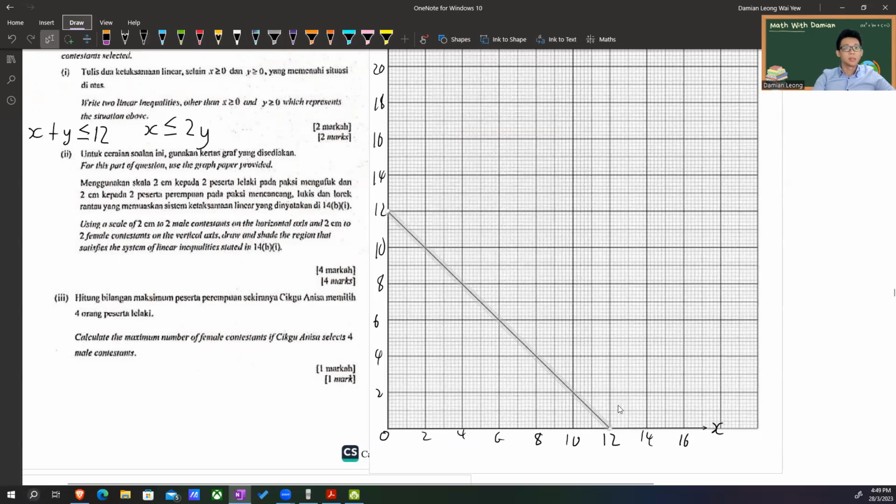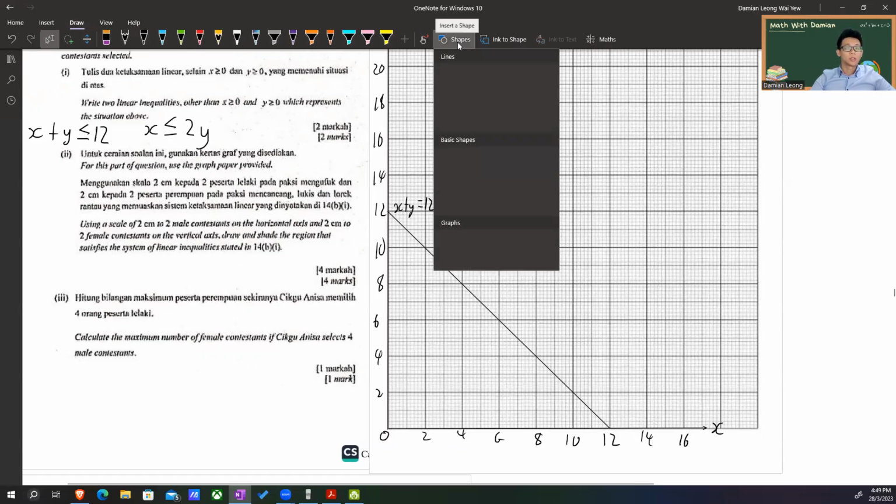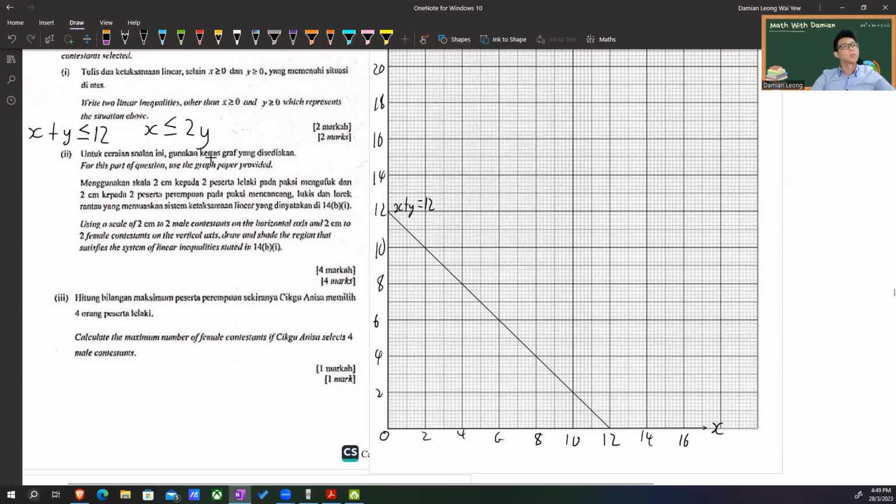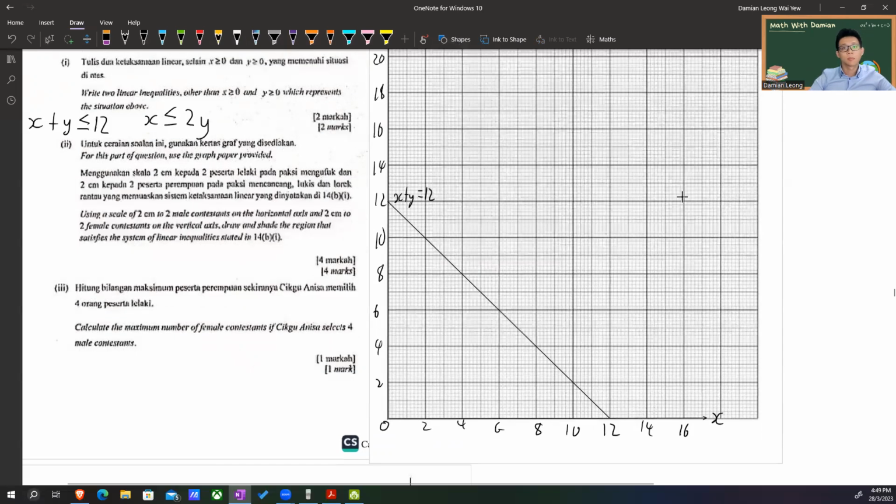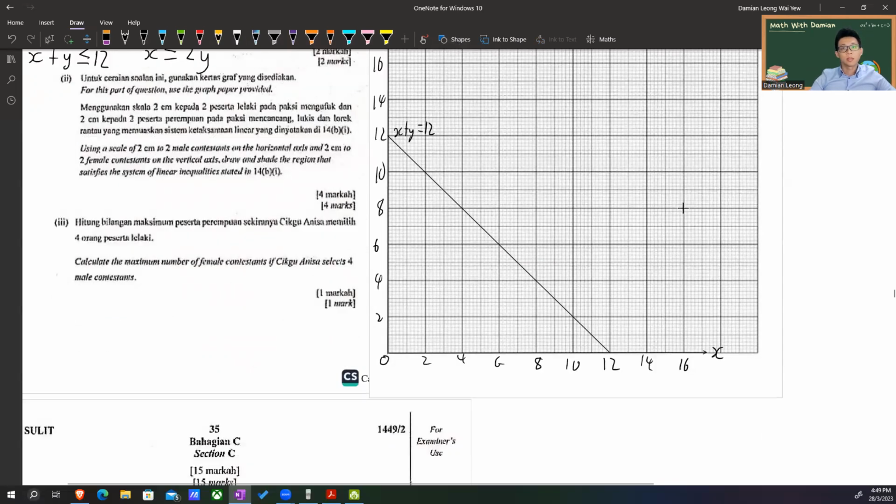That is the X plus Y equals 12. The other one, X equals 2Y. So when Y is 0, X is 0. If Y is, say, 10, then X is 20. That's too high. Y is 8, X is 16. So 8, 16 here.